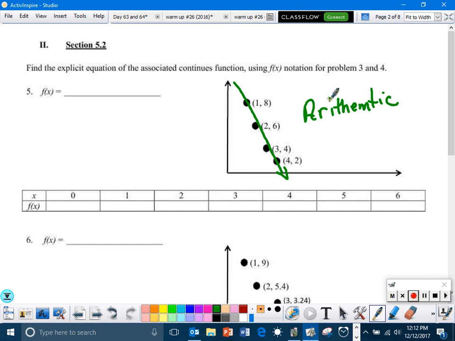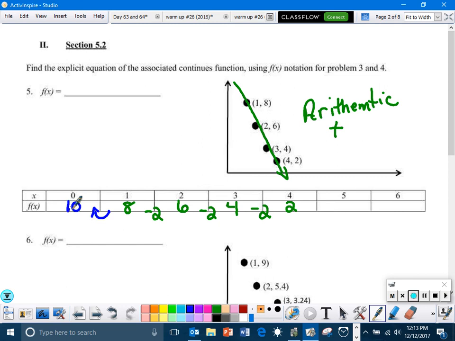Let's put the numbers in. So we see 1's partner is 8, 2's partner is 6, 3's partner is 4, 4's partner is 2. And arithmetic means we are adding. So here we are adding a -2, so it's going down 2 each time. Remember to go backwards. We need to know what's under the 0, and if we go backwards, that would be a 10.